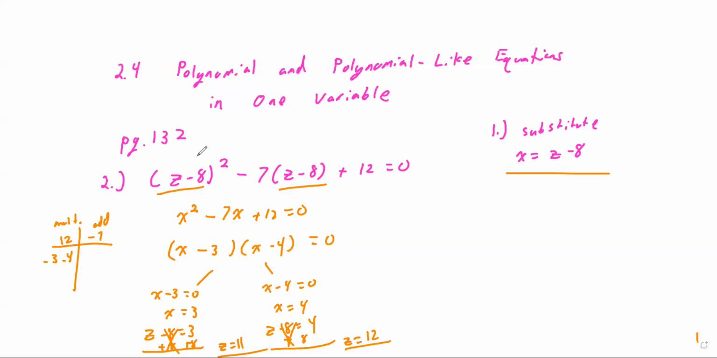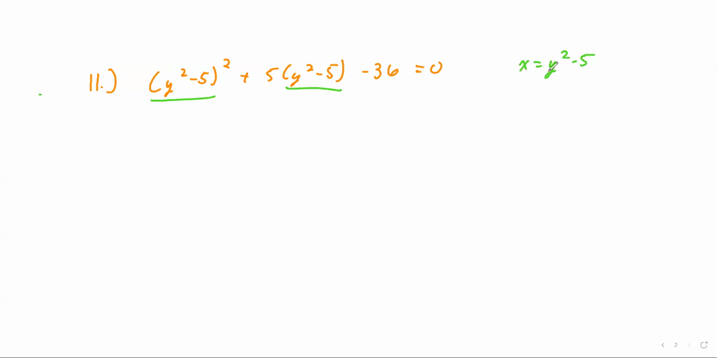So let's look at another one. Let's look at number 11. Number 11 is y squared minus 5, all squared, plus 5 times y squared minus 5, minus 36 equals 0. Again, hopefully you're looking at this going, man, if this and this were just an x, my life would be easier. So when you realize that, just substitute that in for x. So I'm going to say x, little note here, is equal to y squared minus 5. Therefore, x squared plus 5x minus 36 equals 0.